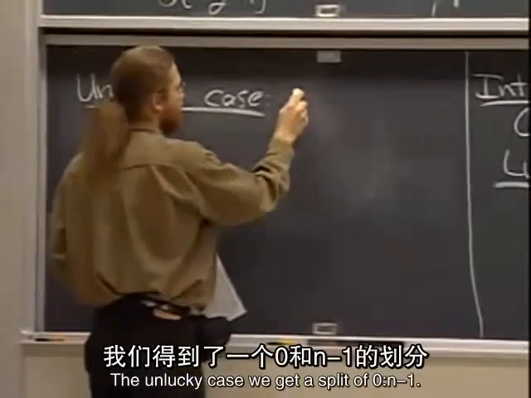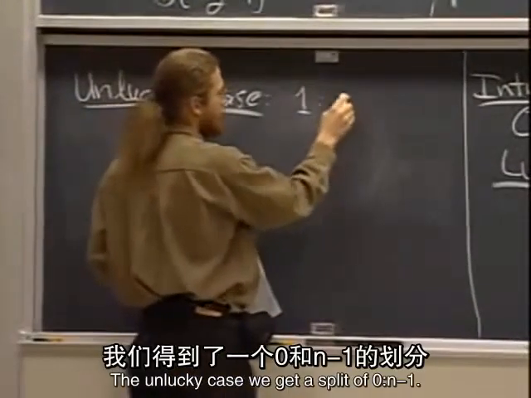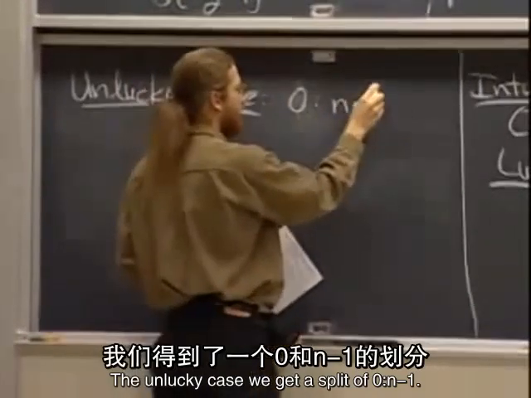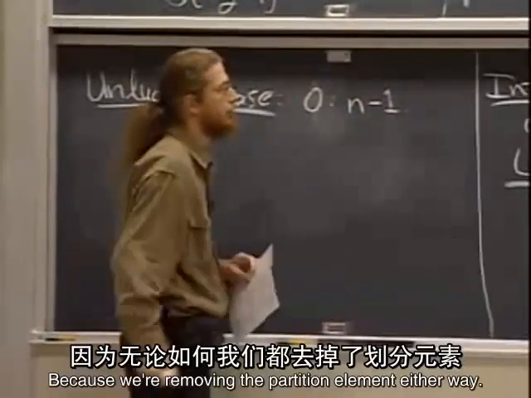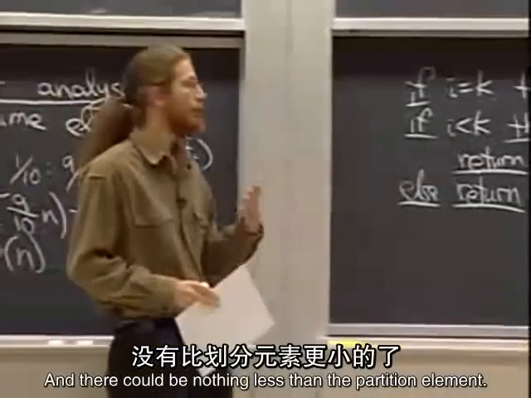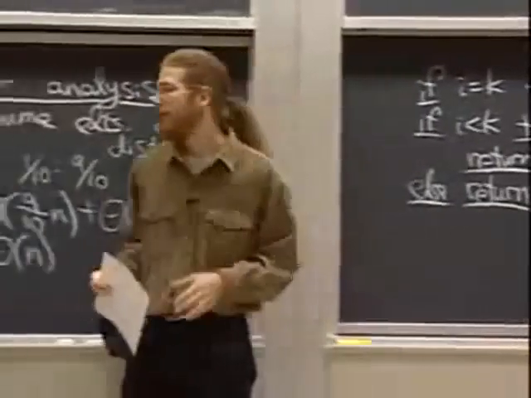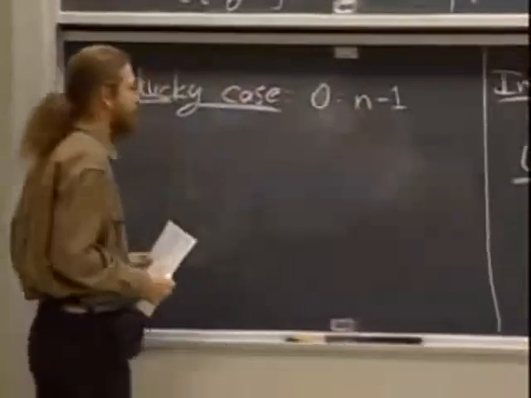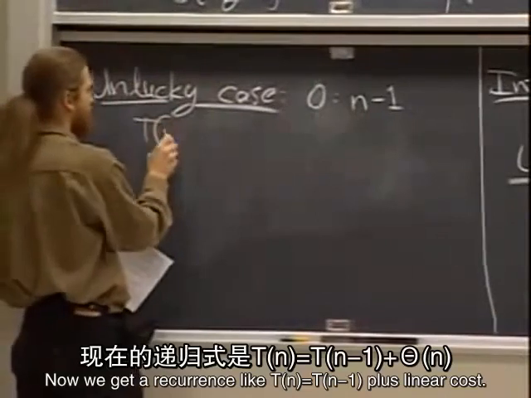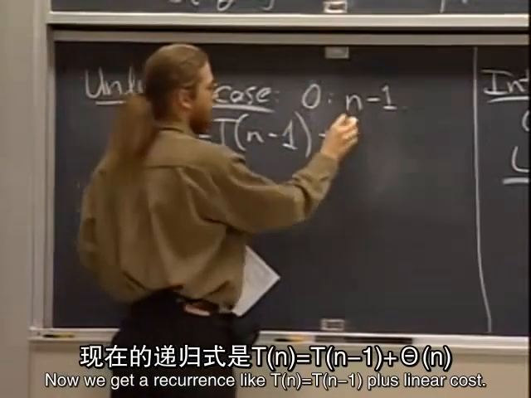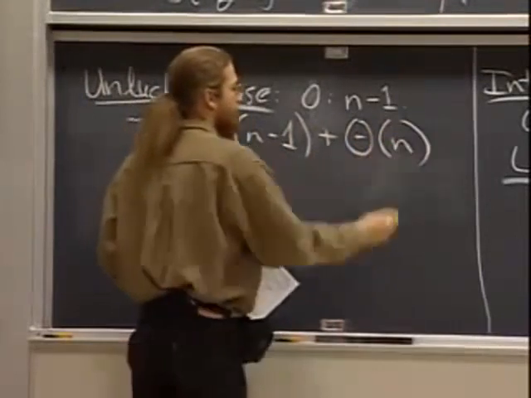So the unlucky case, we get a split of 0 to n minus 1. Because we're removing the partition element either way, and there could be nothing less than the partition element. So we have 0 on the left-hand side, and we have n minus 1 on the right-hand side. So now we get a recurrence like T of n is T of n minus 1 plus linear cost.